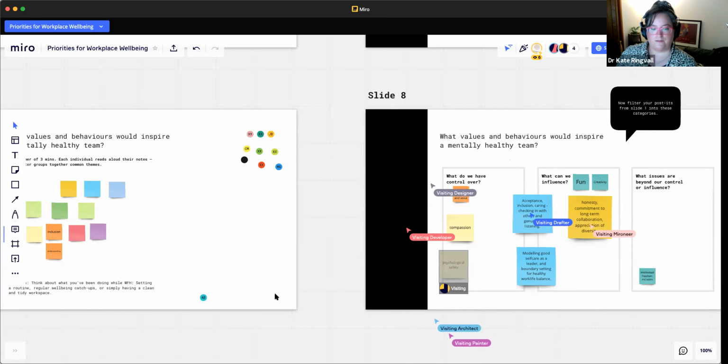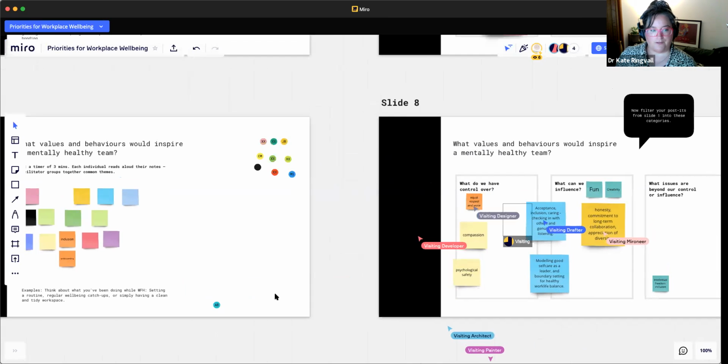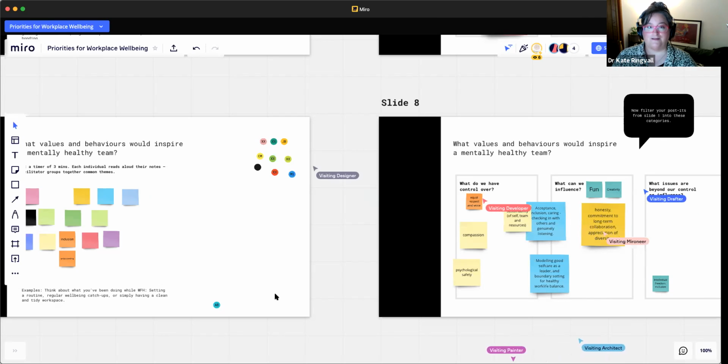And there's a nice example at the bottom of the other slide. Think about what you've been doing while working from home. For those of us that have been in lockdown: setting a routine, regular wellbeing catch-ups with your friends or colleagues, or simply having a clean and tidy workspace, and not getting distracted by work, housework or the laundry, because that's a downer, surely.